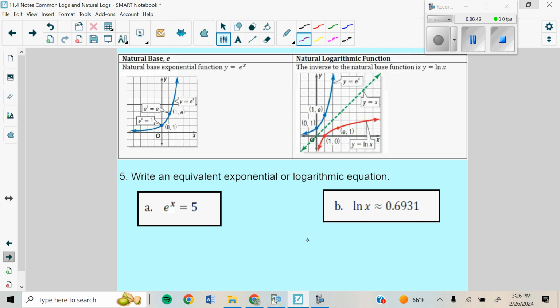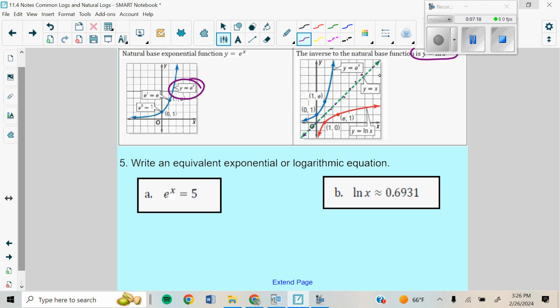All right, so let's go ahead and talk about natural base e. Like I said, it's an exponential function. It looks like this. When we started talking about logs, we talked about them in exponential form and then logarithmic form. Natural base e is our exponential form, and then natural log is going to be the log form of it. And that's going to be here. And these two are inverses, so they are reflective over the line y equals x.